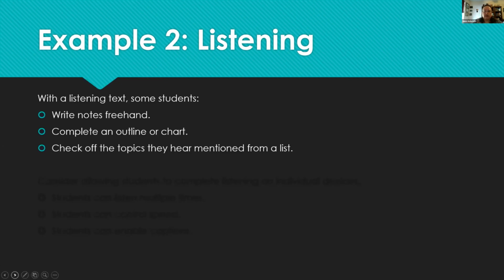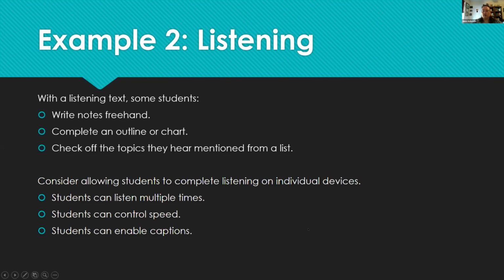One thing to consider when you are doing listening activities in class is to think about if it's possible for students to listen on their own individual devices. So if you're in a computer lab, or if students have phones, maybe they can listen on their own devices.